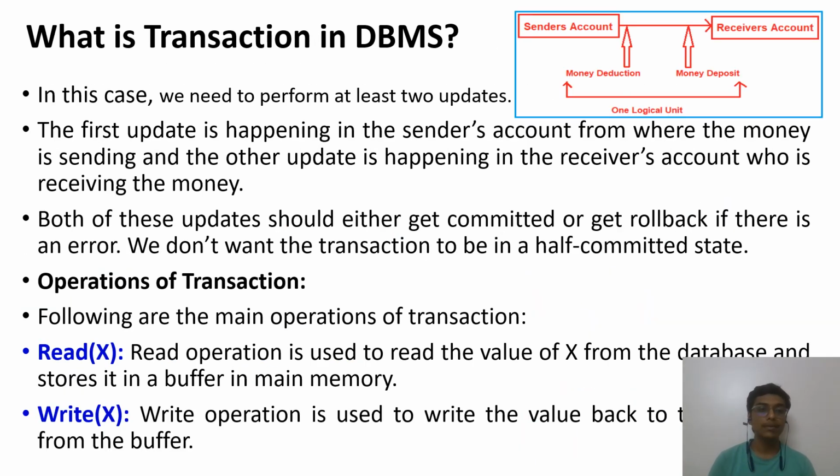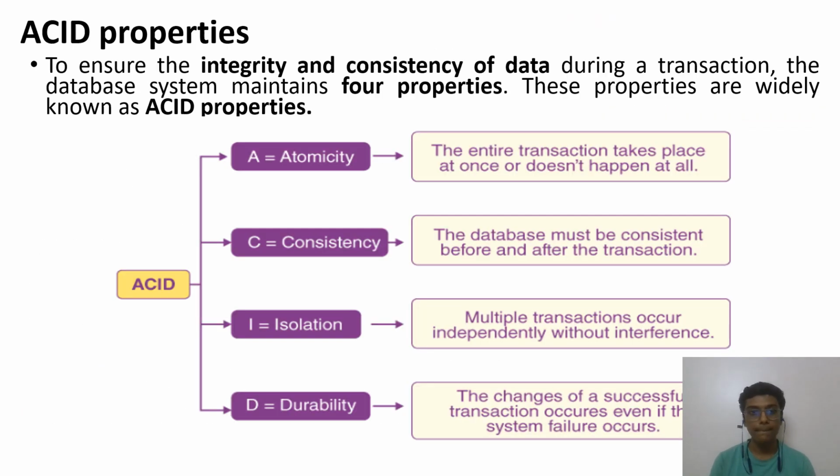There are mainly two types of operations on a transaction. First one is read and second one is write. The read operation is used to read the value of X from the database and store it in a buffer in main memory. Next one is write. Write operation is used to write the value back to the database from the buffer.